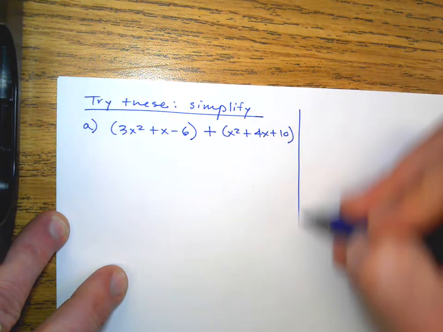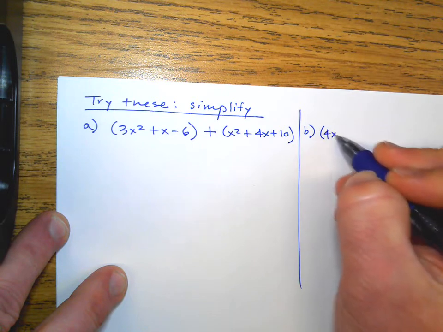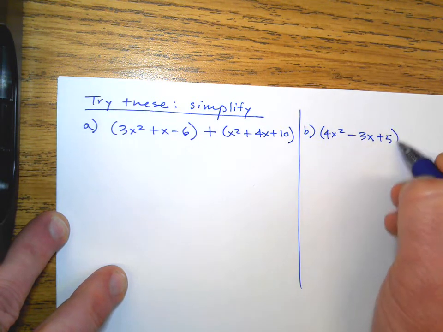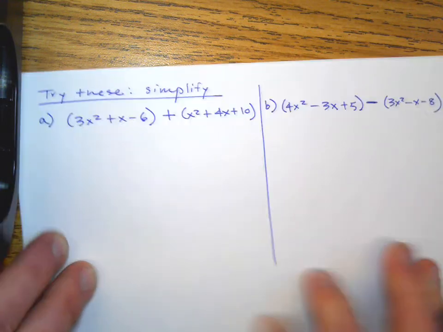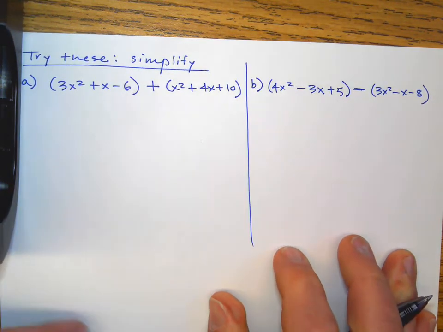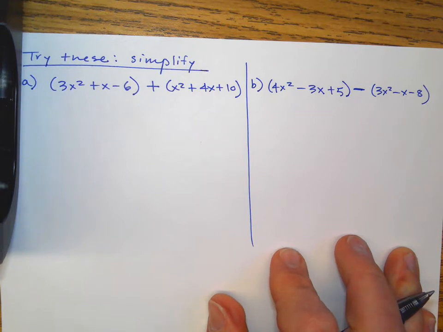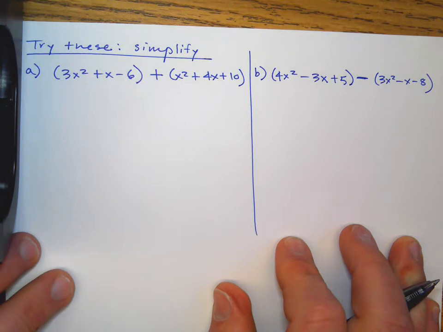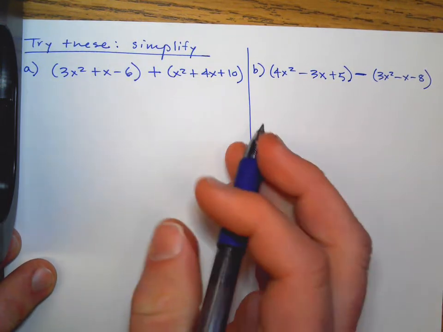And the other example, part B, is going to be parentheses 4x squared minus 3x plus 5 minus parentheses 3x squared minus x minus 8. So those are the two examples. Write those down, pause the video, see if you can do them, see if you're ready to do the homework on your own, and then I'll go through it and you can figure out what you messed up. All right.